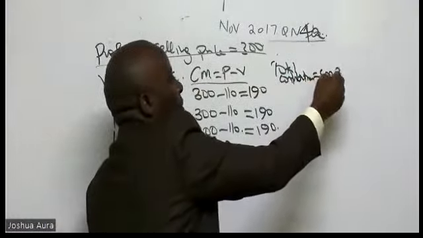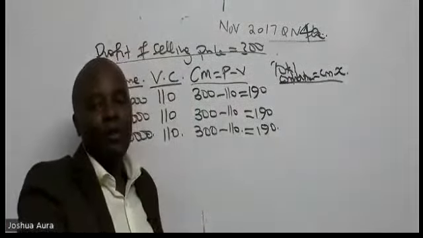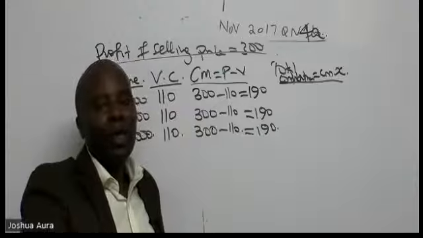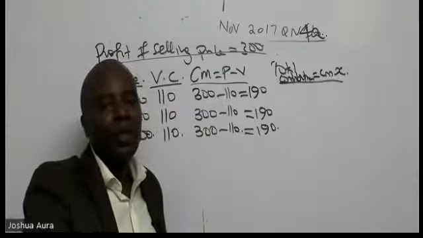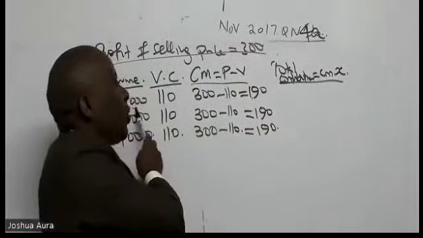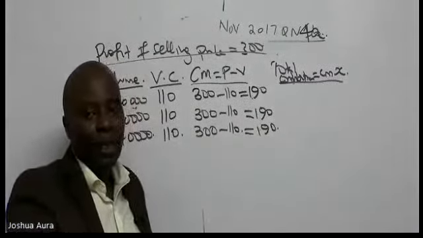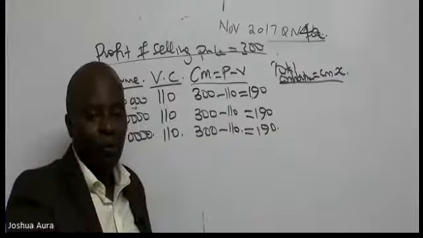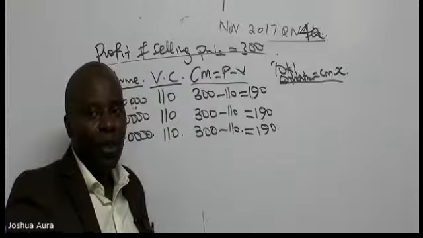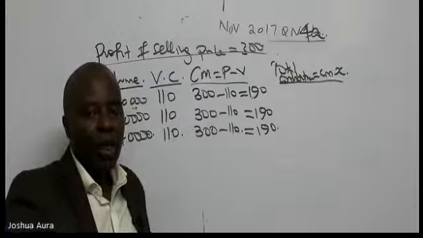Remember that total contribution is CMX. It is contribution per unit times the number of units. So like now here, I know it will be 190 times 120,000. You can decide to put your figures in shillings, millions, or thousands, depending on which looks beautiful. So total contribution is contribution per unit times number of units. Could you kindly give me this figure?